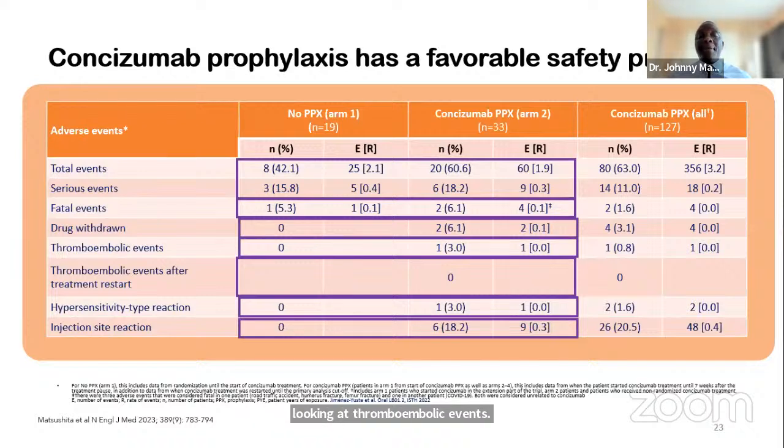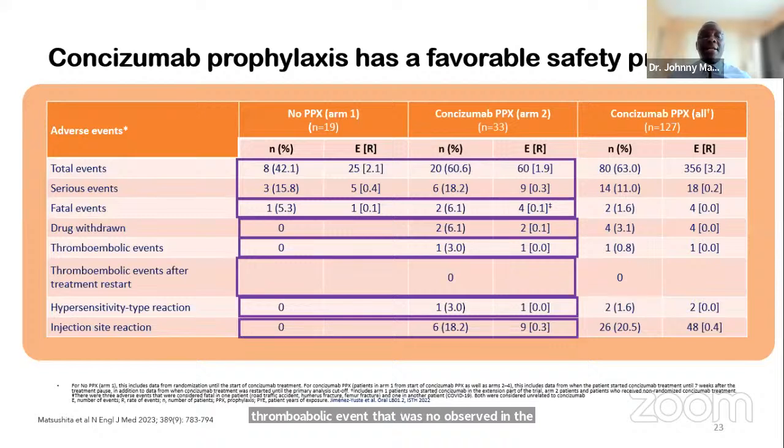In fact, the one thromboembolic event that happened led to the pause in the conduct of the study and the institution of mitigating measures. Following the institution of mitigating measures, you can see that there was no thromboembolic event that was observed in the concizumab arm.